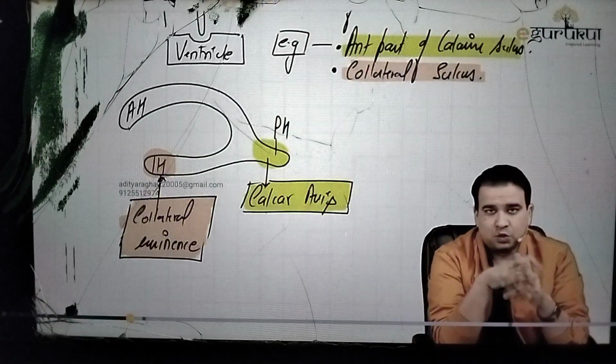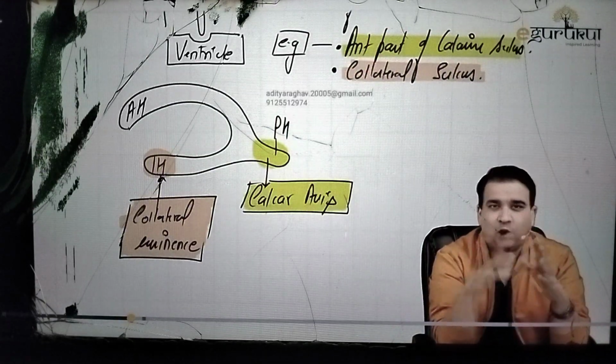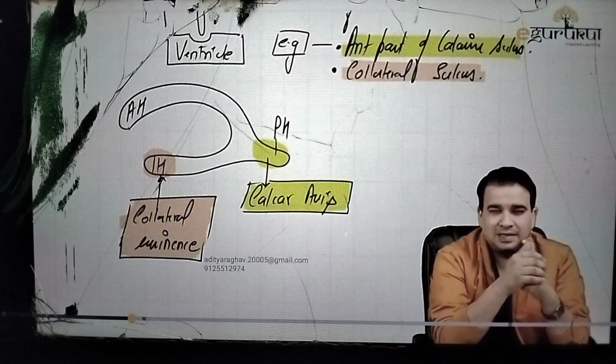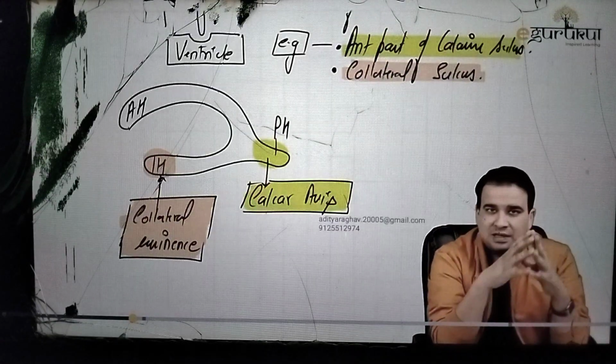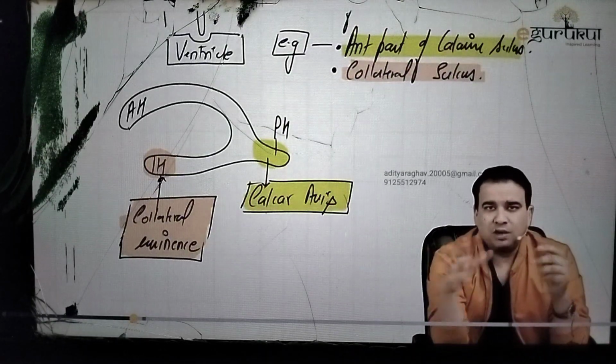So one important thing to note from here is that the sulcus which is counted in all three categories, which is limiting, which is axial as well, and which is also the complete sulcus, is the calcarine sulcus. So that again can be a question asked: which sulcus is counted in all three categories.